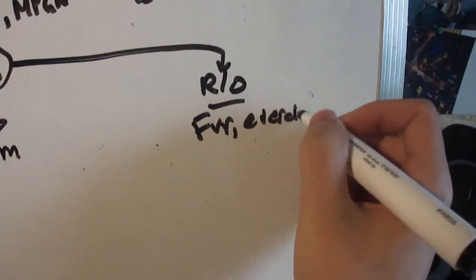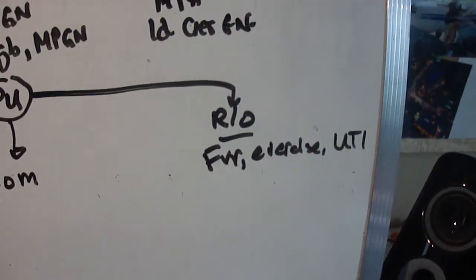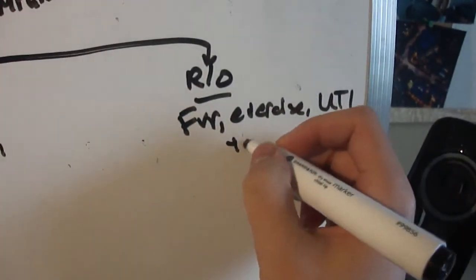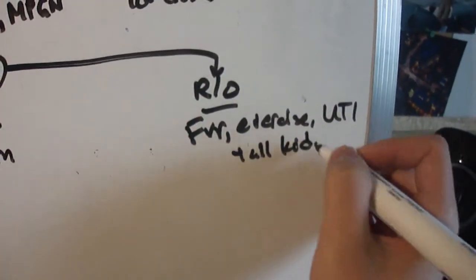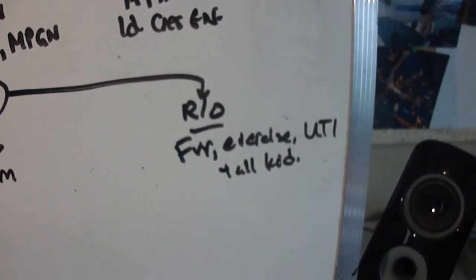Was the person doing exercise? Did the person have a UTI? And is this person like a really tall kid? Okay, so could have benign proteinuria. So once you've ruled that out, then you're going to look at the tubules.